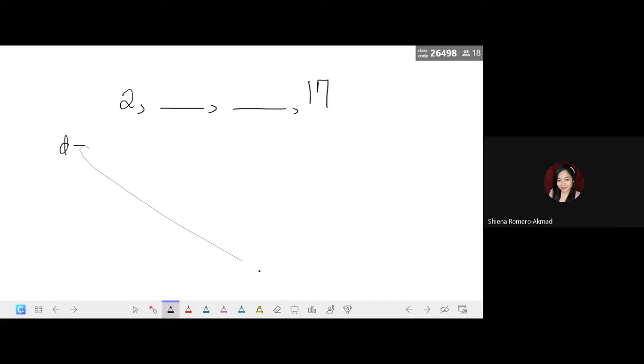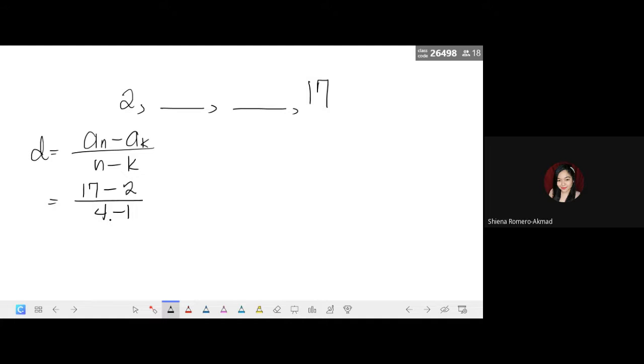Difference is equal to a sub n minus a sub k divided by n minus k. Alam niyo na yan, kahit hindi natin isulat. Alam na natin that this is 17 minus 2 divided by 4 minus 1. Okay? And 17 minus 2 is 15. 4 minus 1 is 3. Divide natin sila. Our difference is 5.